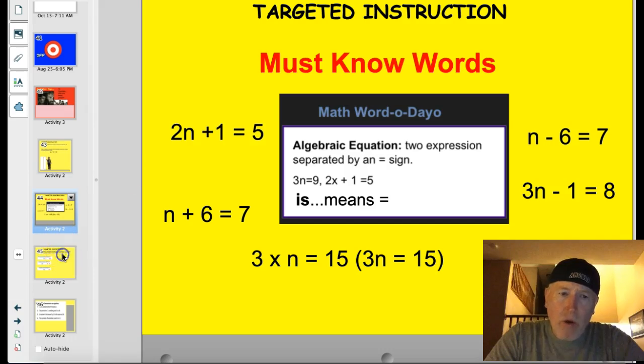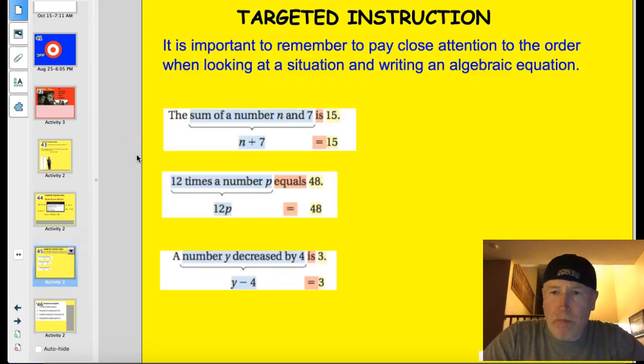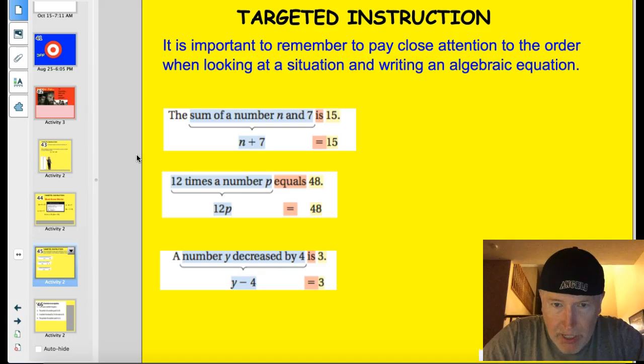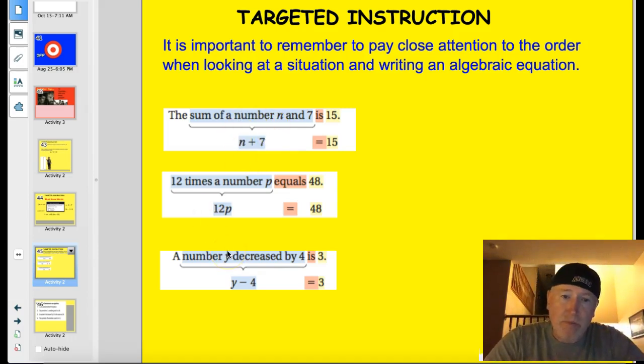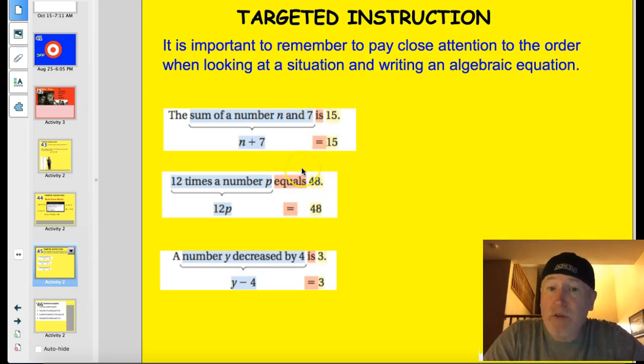All right, now, it's important to remember the order and pay close attention to that when looking at a situation. In this example here, the sum of a number n and 7 is 15. Here's that "is." The sum of a number n and 7. So the n is first in this situation. 12 times a number p equals 48. 12p equals 48. There they used "equals" instead of "is." They could have used the word equivalent or "is equivalent to."